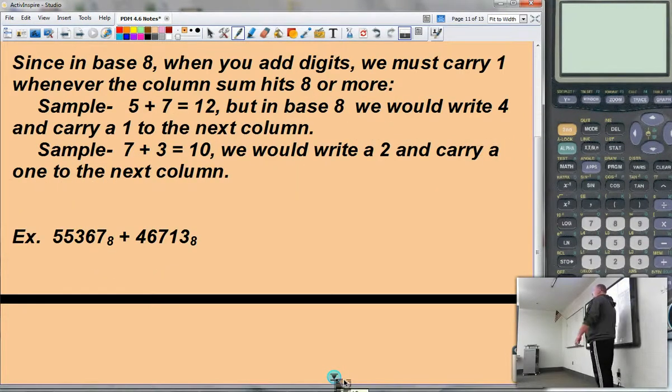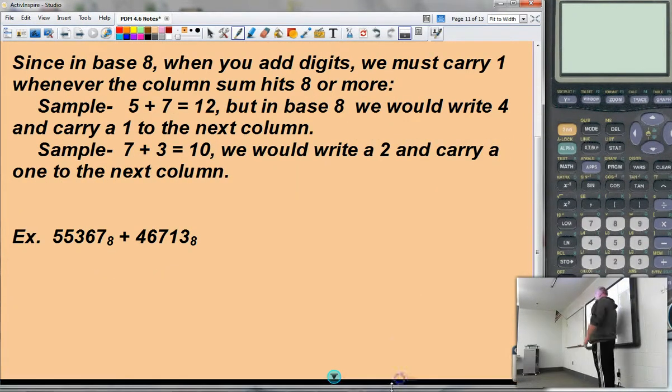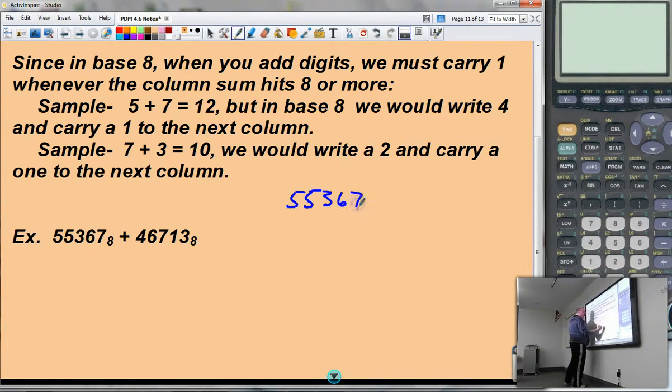but if it makes you feel any better, you already do this in base 10 without thinking about it. So it's just thinking about it a little bit. So here, 5, 5, 3, 6, 7, plus 4, 6, 7, 1, 3. And I'm adding in base 8, which means I can't see any 8s. And if I go above 8, I need to subtract 8, carry 1 over. So here, 7 plus 3 would be 10. 10 minus 8 is 2, and then I carry the 1.